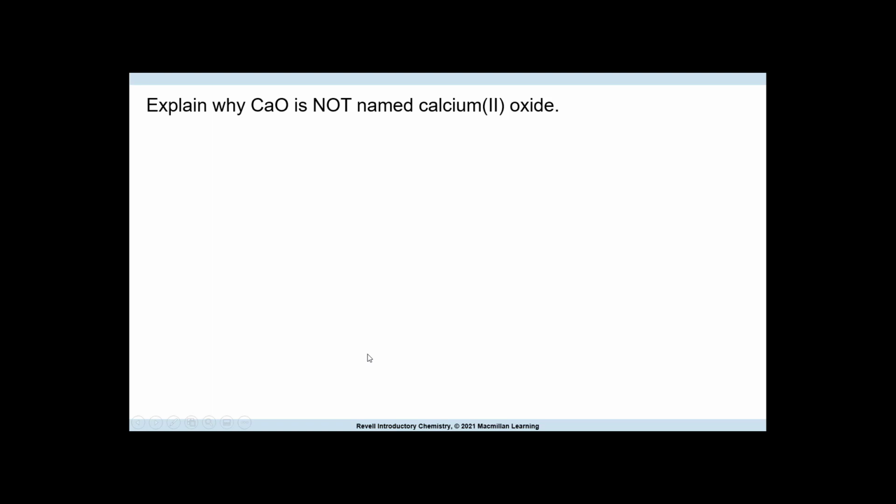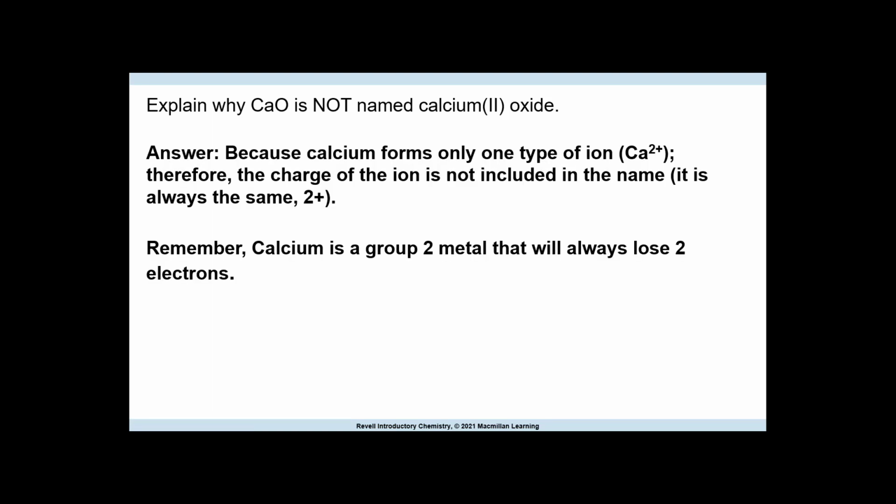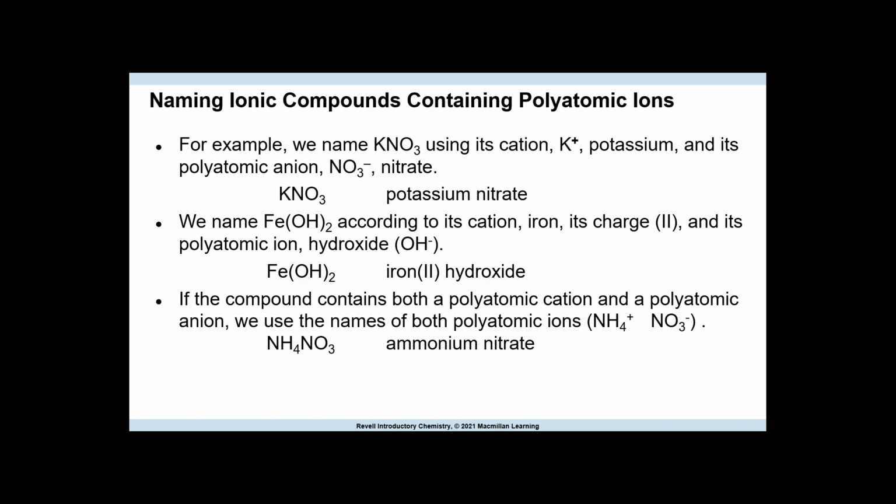Okay, so why is calcium oxide not calcium 2 oxide? That's very simple. Calcium only loses 2 electrons. It's in group 2. It will always only lose 2 electrons. It doesn't have different oxidation states like the transition metals, so you don't need to write the Roman numerals.